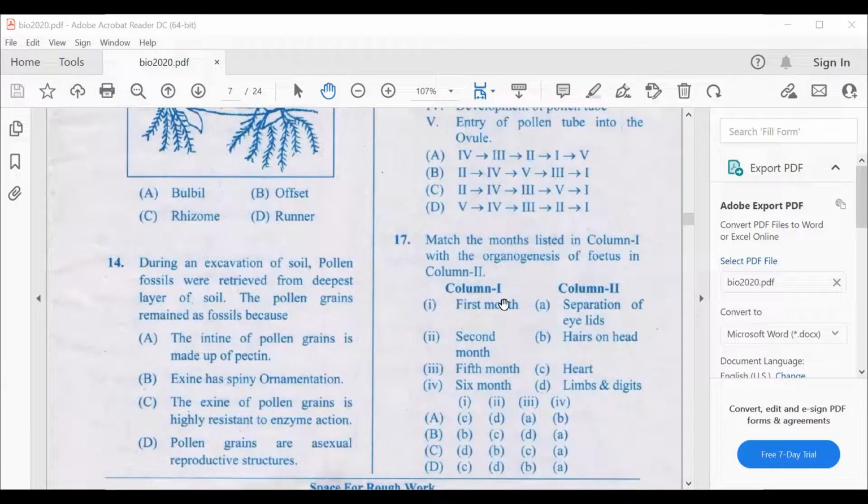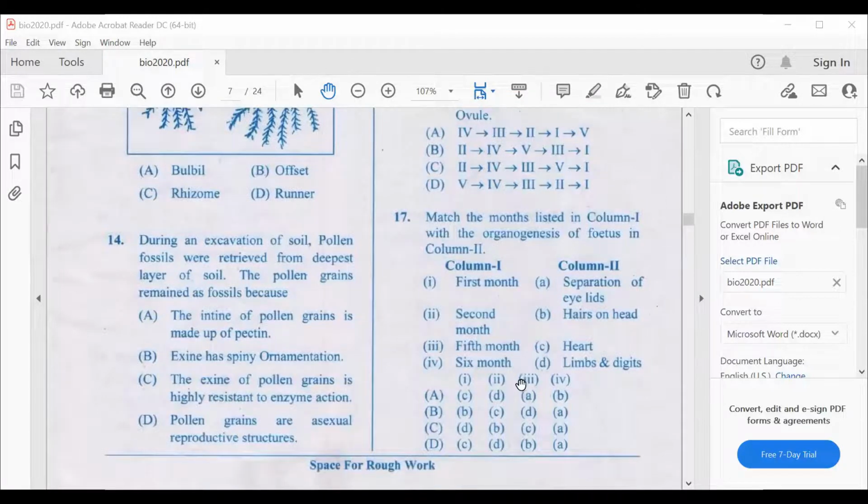17th one. So here first month heart is seen. Then second month limbs and digits are seen. Then fifth month hairs on head are seen. Then sixth month separation of eyelids can be seen. So the right answer is option D. Fine.